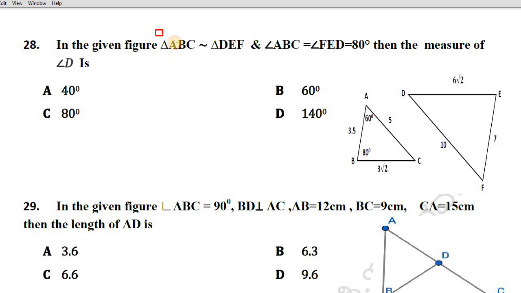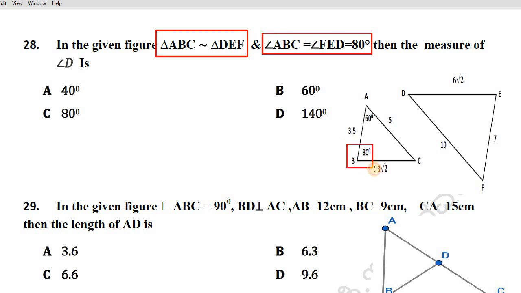Question number 28, children. In the given figure, triangle ABC is similar to triangle DEF. Here two triangles are given, both are similar, and angle ABC equals angle FED equals 80 degree. Now identifying the corresponding angles is very important in the given two triangles. So B corresponds to E, means these two angles are equal to 80 degree. Then A will be equal to which corresponding angle? See, this is 3.5 centimeter AB, so EF is 7 centimeter. Hence F will be 60 degree.